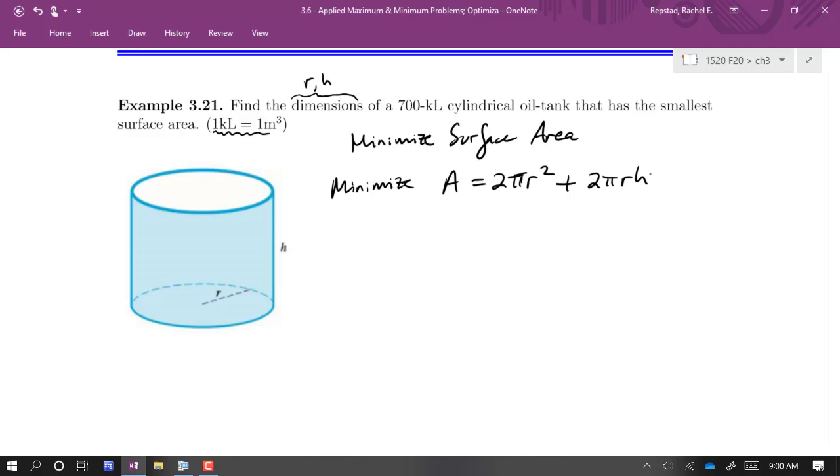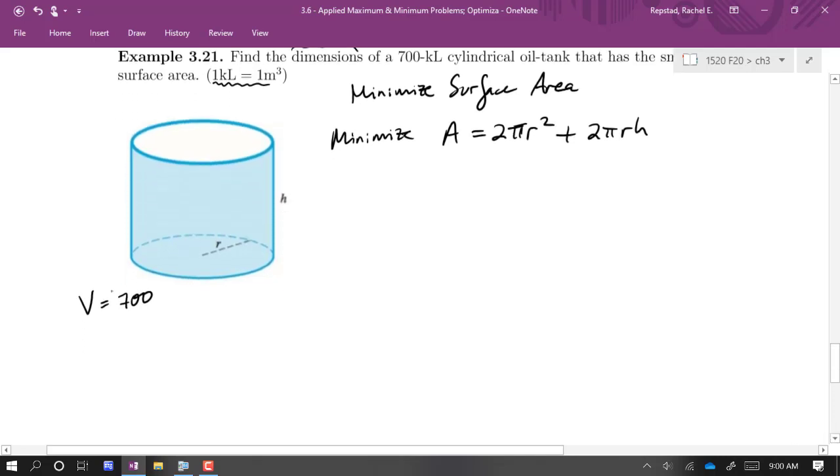Notice though, this is expressed in terms of 2 variables, r and h. We want to write it with 1 variable. So we need to look for something that we can use to eliminate a variable, and for us in this problem, I think it's going to be the fact that we know what the volume is. We know the volume is 700 cubic meters. And the volume of a cylinder is pi r squared h. So that means that pi r squared h is equal to 700.